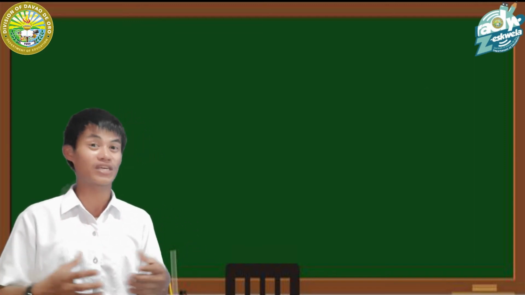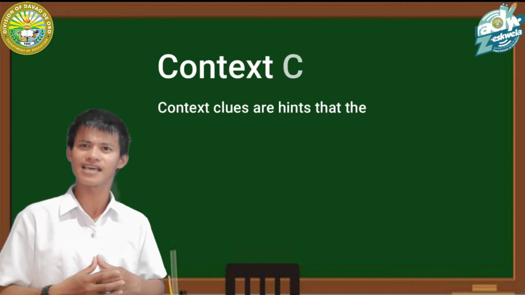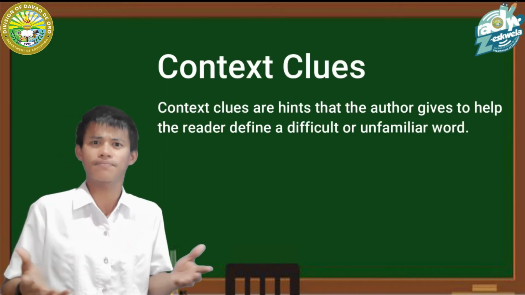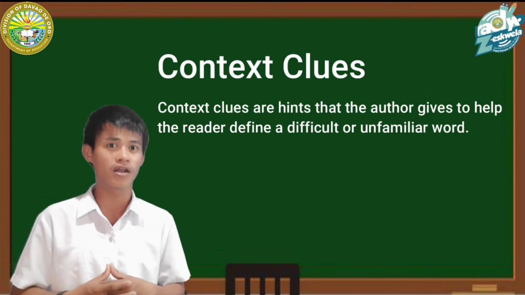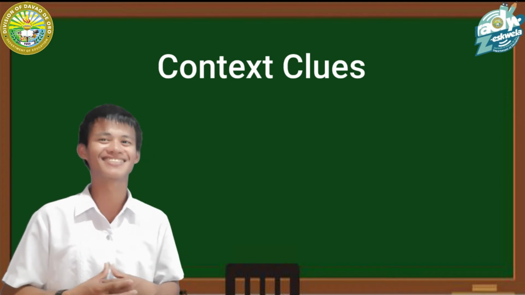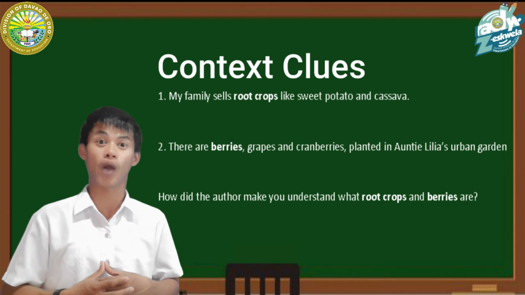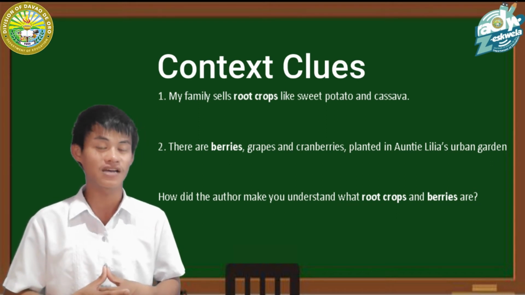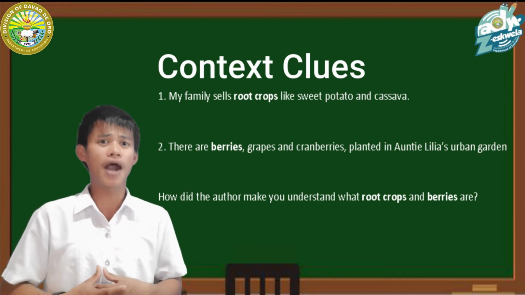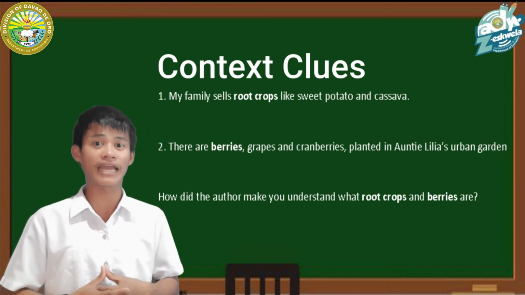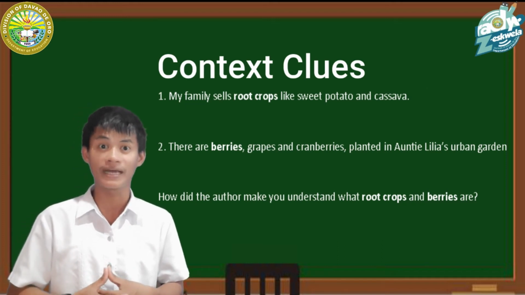Let me begin with context clues. Context clues are hints that the author gives to help the reader define a difficult or unfamiliar word. For example, number 1. My family sells root crops like sweet potato and cassava. Number 2. There are berries, grapes, and cranberries planted in Pontus Lilia's urban garden.